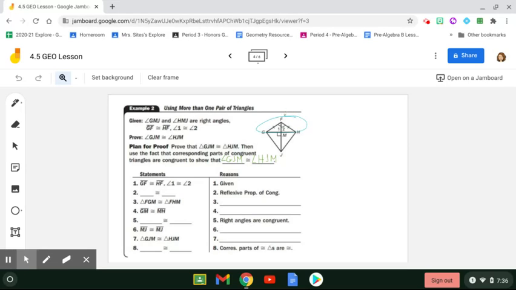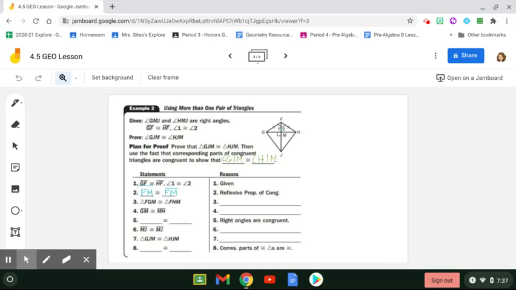All right, so right now, let's look at that smaller triangle. Since we know we have a side and we have an angle, and we know the reason is given, let's actually prove the smaller triangles are congruent. And we're going to do that by saying that FM is congruent to FM through the reflexive property of congruence.